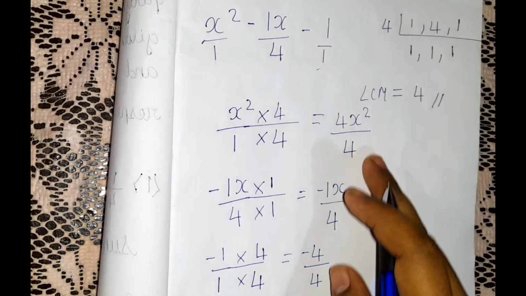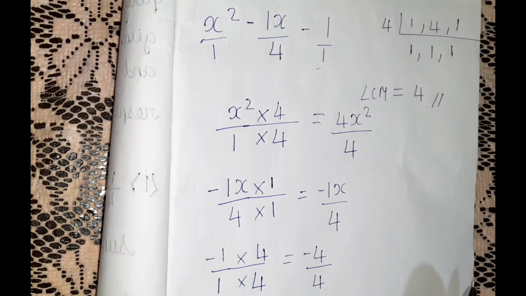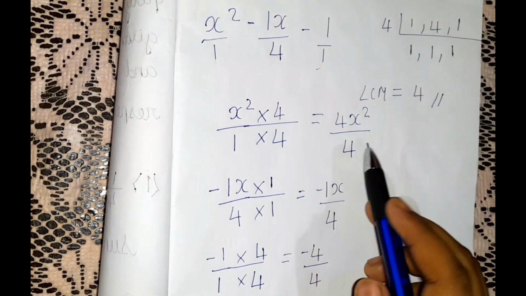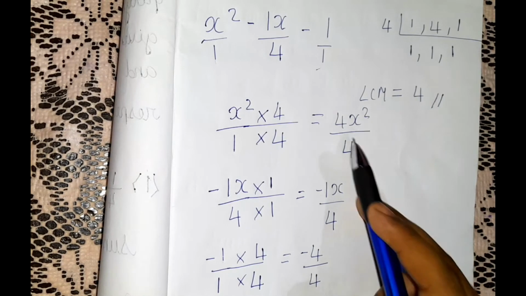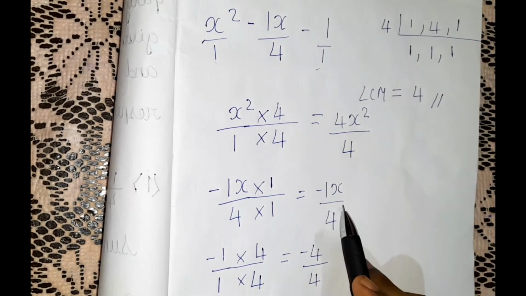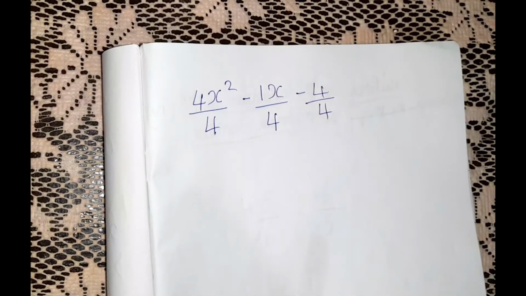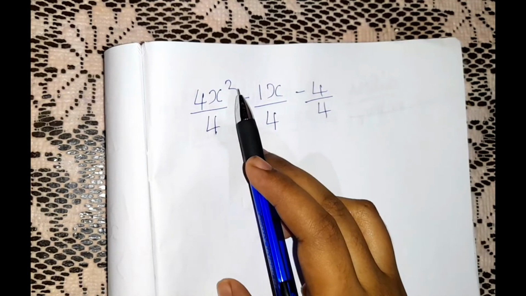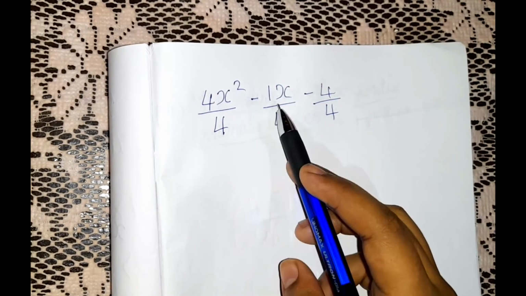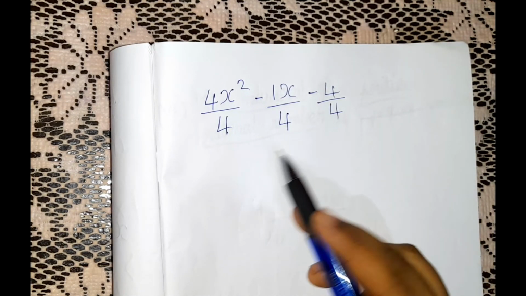So we are going to be writing these terms. Okay, so now what I am going to do is, I am going to write 4x square divided by 4. So I am going to be writing this term and this term. Okay, so first I am going to be writing this, and then this, and then this. Okay, let me write that. So now what I did is, I wrote 4x square divided by 4 minus 1x divided by 4 and minus 4 divided by 4. So, I wrote it like this.